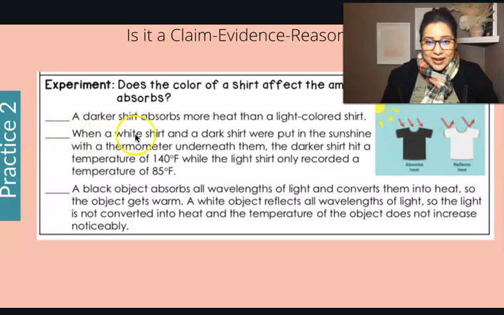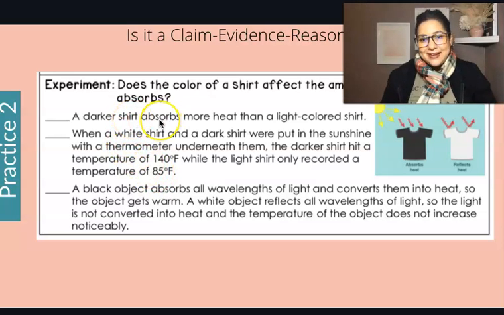What evidence is it providing? Well, it's giving you temperature readings. It's telling you that the darker shirt hit a temperature of 140 degrees Fahrenheit, while the light shirt only recorded a temperature of 85 degrees Fahrenheit. And that's backing up your claim that darker shirts absorb more heat than light color shirts, right? Because the numbers are proving that. The dark shirt absorbed a lot of heat and its temperature went up to 140 degrees Fahrenheit, and the light color shirt showed a lower temperature of 85 degrees Fahrenheit.